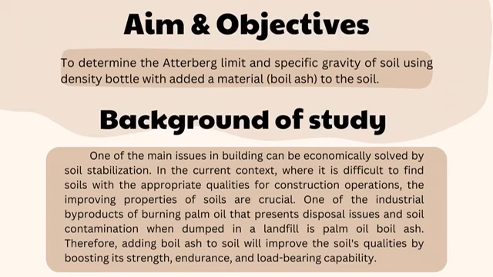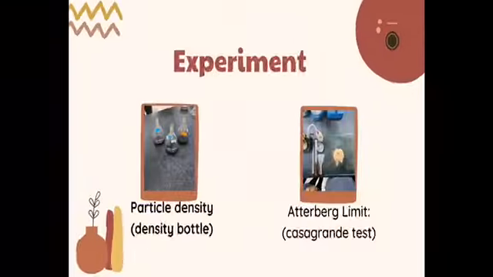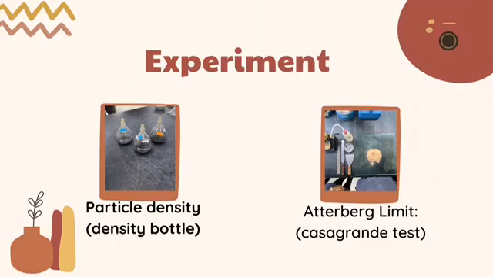One of the industrial byproducts of burning palm oil that presents disposal issues and soil contamination when dumped in landfill is palm oil boiler ash. Therefore, adding boiler ash to soil will improve the soil's qualities by boosting its strength, endurance, and load-bearing capability. Two experiments that I will conduct in this mini project are particle density using a density bottle and the Atterberg limit Casagrande test.